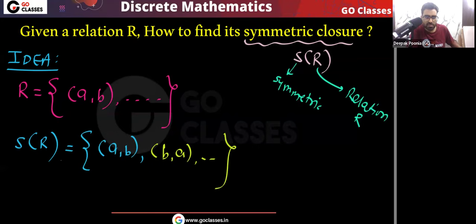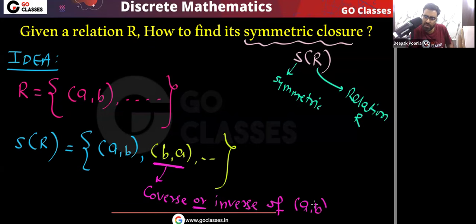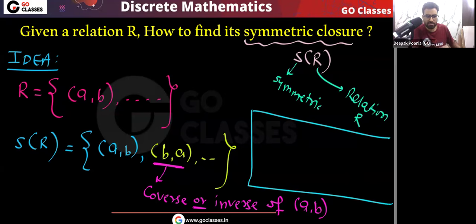This inverse, or I can say converse pair, I will add. Correct? This is the converse or inverse of AB. So basically what we are doing, for every pair, we are adding all the inverse pairs. Are you getting the idea what we are doing? We are taking the union with the inverse relation. To find the symmetric closure of R, we are doing R union R inverse.